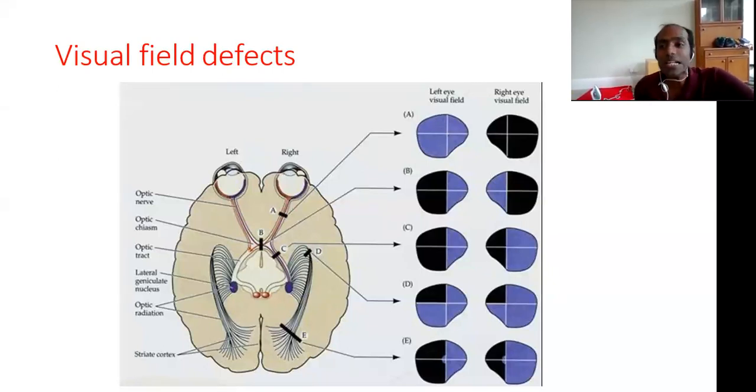We know that the middle cerebral artery supplies the macula. So in a vascular lesion, there is macular sparing. But a tumor does not follow these vascular boundaries. It involves the whole thing, so the macula will be involved. Okay? So that's basically what you need to do.